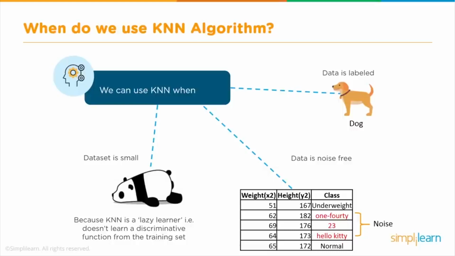That's because KNN is a lazy learner, i.e. it doesn't learn a discriminative function from the training set. So if you have very complicated data and a large amount of it, you're not going to use KNN. But it's really great as a place to start. Even with large data, you can sort out a small sample and get an idea of what that looks like using KNN. And for smaller data sets, KNN works really well.